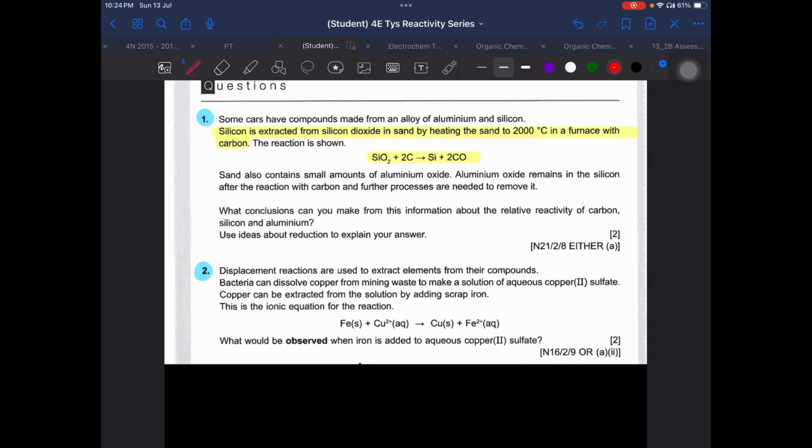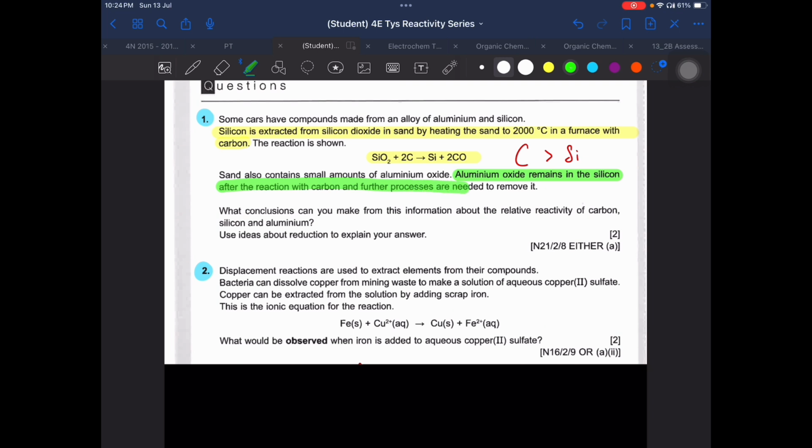Using our concept of reduction or using our concept of reactivity series, we can see that carbon is actually more reactive than silicon. Why? Because carbon can actually reduce silicon from its oxide, right? So therefore, there are these reactivity differences between them. Then let's take a look at the statement in green.